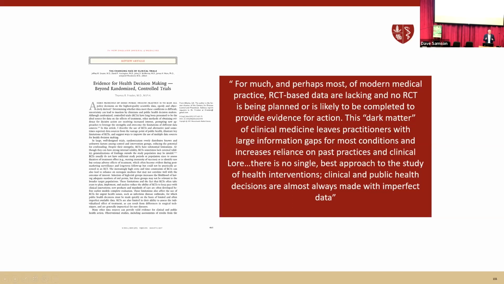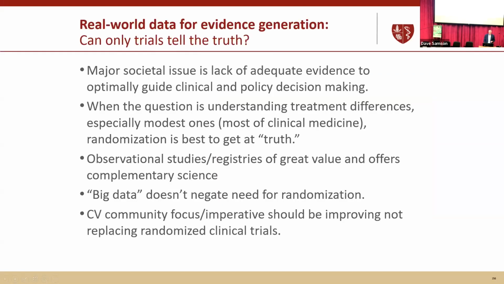But let's try to get the best quality of evidence that we can and go back to what Sackett really asked us to do. So I've asked the question here, real world data for evidence generation, can only trials tell the truth? And I'll give you my punchline, no. We need both types of work, but we don't as a society have adequate evidence to optimally guide what we're doing. I would submit to you that when the question is understanding treatment differences, especially modest ones, which is most of clinical medicine, randomization is best to get at the actual truth.